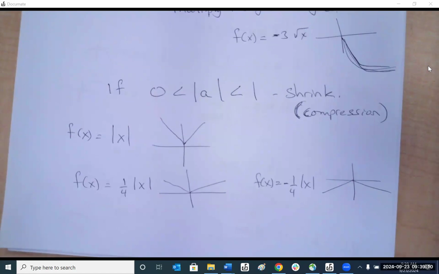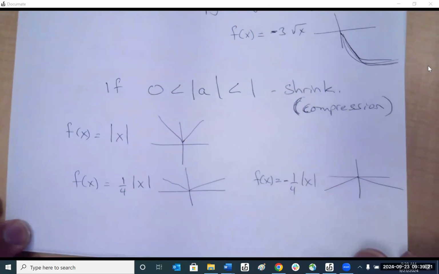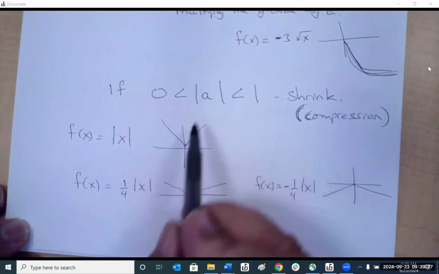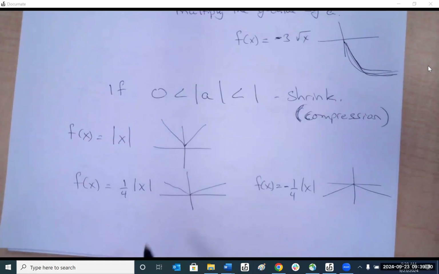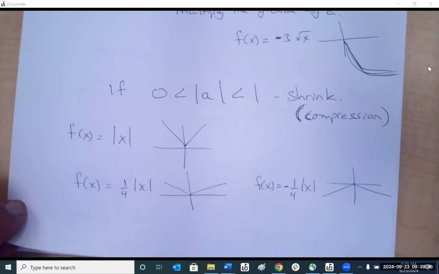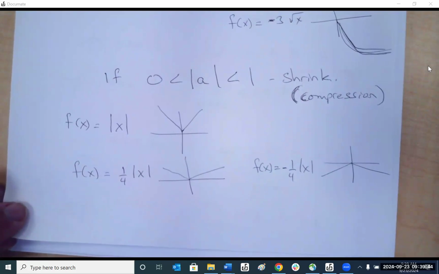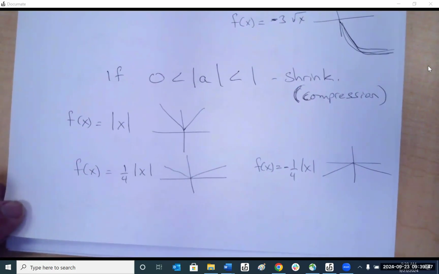Examples. Okay, remember, this is the a value. This is in front of the function, in front of whatever that function is. So to be clear, is the a value always the coefficient of the function? It's always the leading term? Yes, exactly. That's exactly what it is.